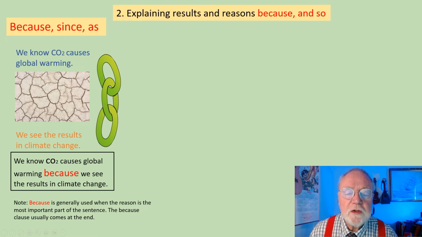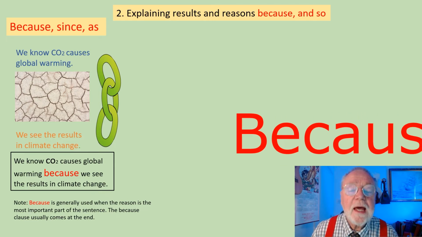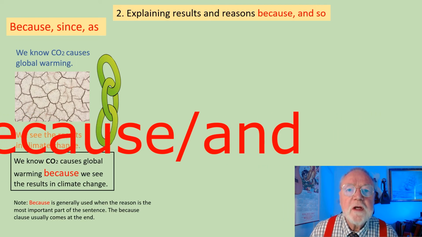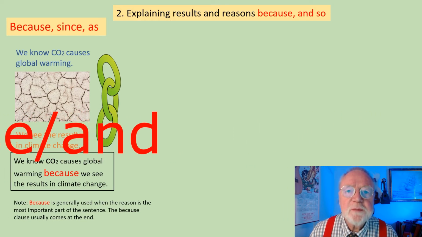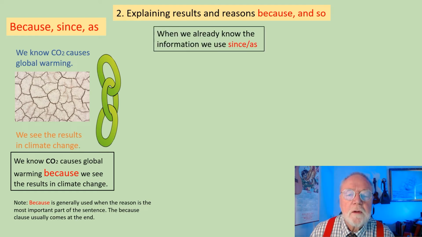Because is generally used when the reason is the most important part of the sentence, and it usually comes as the second clause. I should say here that you can use because and to begin a sentence. It gives a very journalistic style, and it does make it easier for the reader to read what you are writing. So don't be afraid of using because and at the beginning of a sentence.